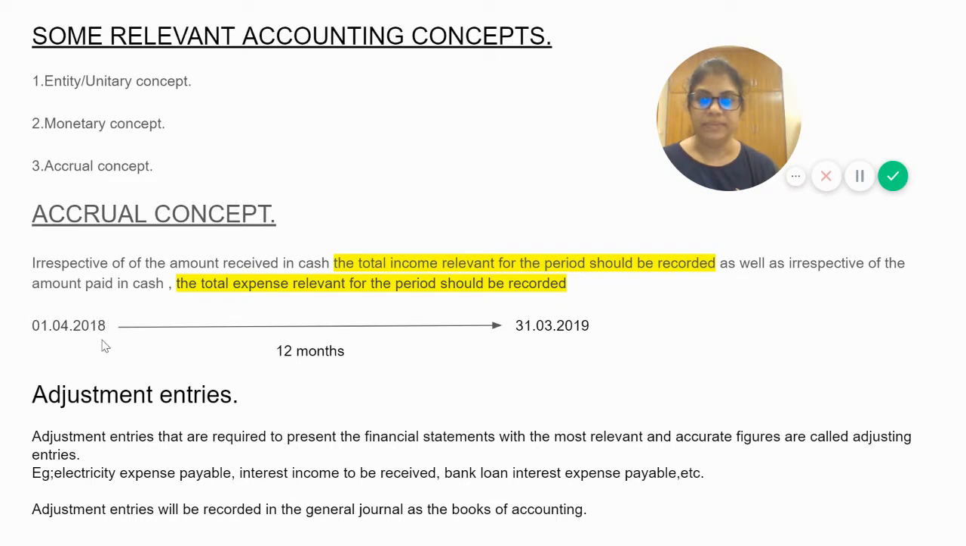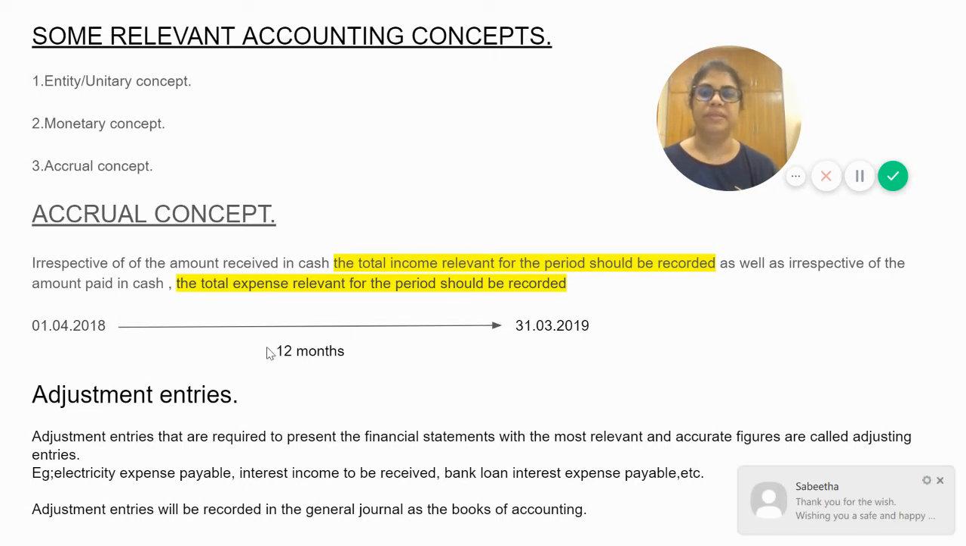Now here I have given you an accounting period, or a financial period. It starts from 1st April 2018 and after 12 months it ends, with the last date being 31st March 2019. So if you have not received any amount of income or paid expenses during this given 12 months, the accounting period, if it is relevant for the period, you have to keep accounting for that.